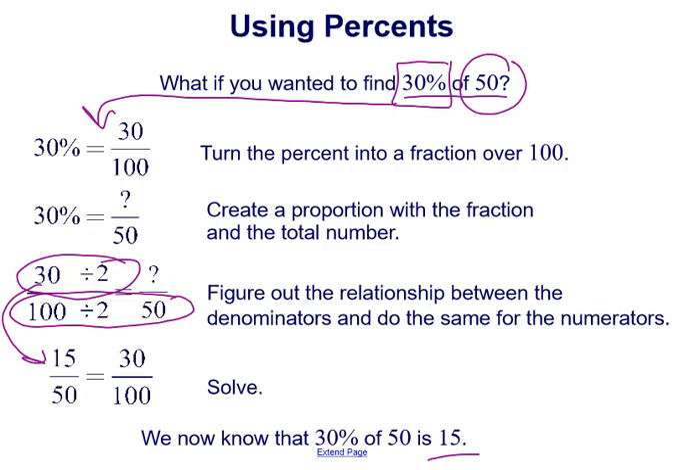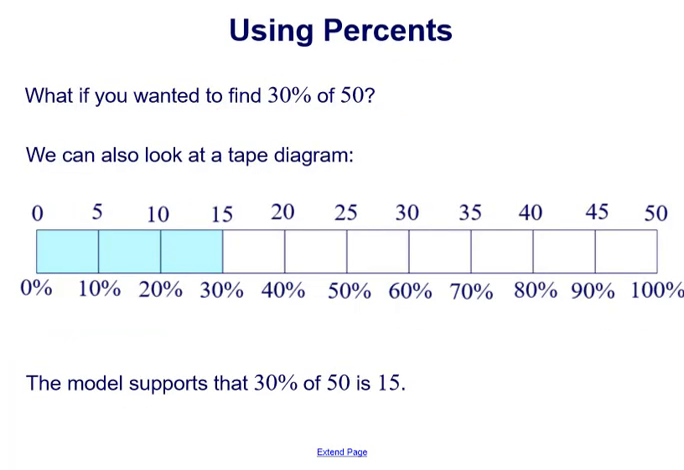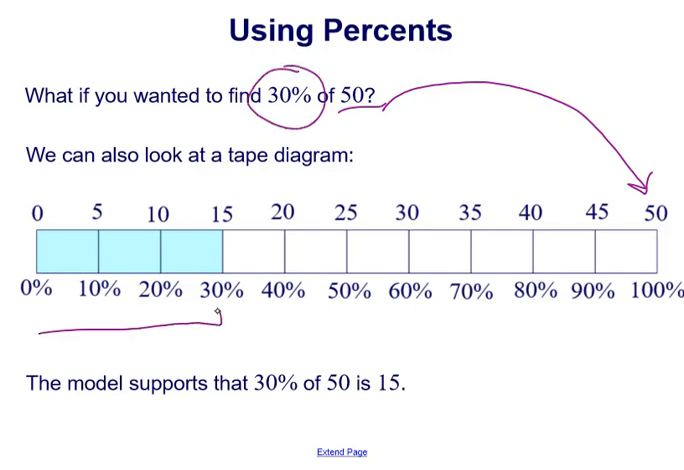We can also look at this more visually using a tape diagram. So here we have our 100% is broken out of the new total of 50. So we're looking at our tape diagram and see we have our total on the top is 50, which is relating to each percent on the bottom. And because we only want 30%, that's why we're only looking at the first 3 parts of the tape diagram. We're only shading those 3 parts because we only want 30%. And we can see that the 15 matches up with the 30%. So this model supports that 30% of 50 is 15.